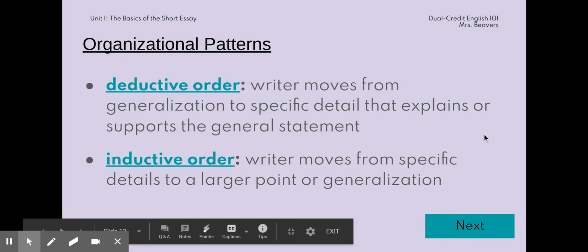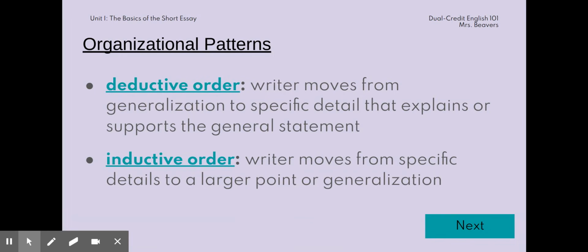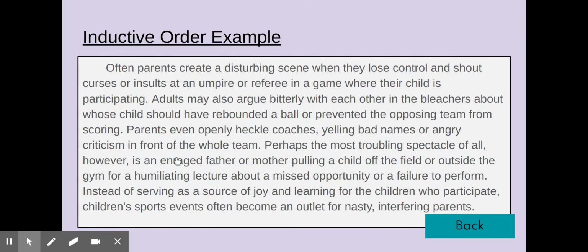Every once in a while, you will see a paragraph that's written in inductive order. It's not as common, but you will see it sometimes. And this is where the writer begins with a series of specific details that point to a larger point of generalization that they make at the end of the paragraph. Let's look at this example.